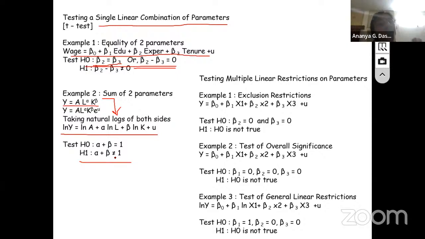Okay, so here's another example where you can have a hypothesis test which involves a single linear combination of parameters. That is, it is involving some relation between the parameters. Okay, and just one equation.